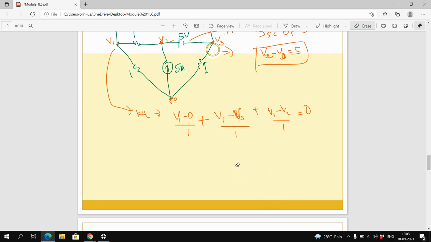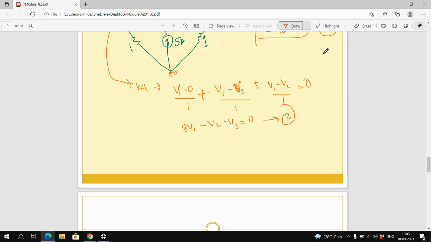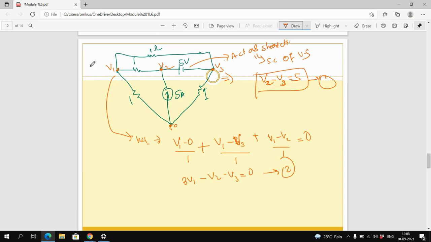So when you solve these equations, you will get one equation in terms of three variables, right? Which is 3V1 minus V2 minus V3 equal to 0. This is the second equation. This is the first equation, right? Now apply KCL at the third node. This is the first node. You can apply KCL at either node, so I will apply here.